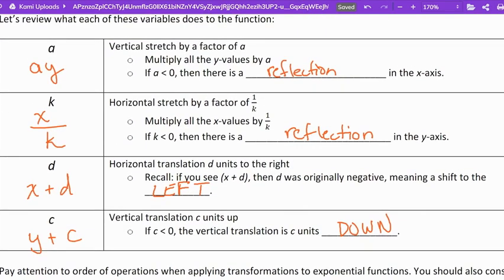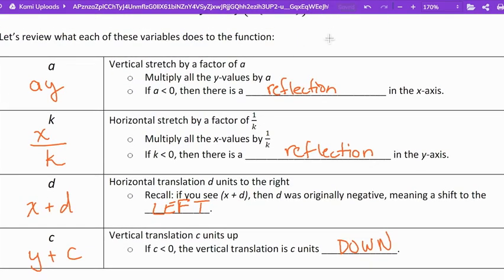And let's recall mapping notation. Let's just write it down. So it's going to be x over k plus d, right? So you're going to first apply the stretch and reflection, the RS, and then the T at the end. And then for the y, we've got a times y plus c. Just as a little review.